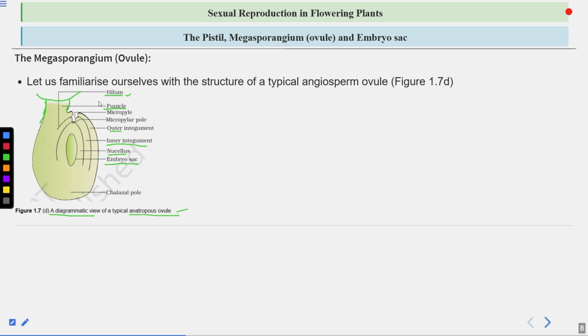Through this micropyle only the pollen tube enters the female gametophyte, right? So that end is called the micropylar pole. Just opposite to this micropylar pole, there is one pole called the chalazal pole.